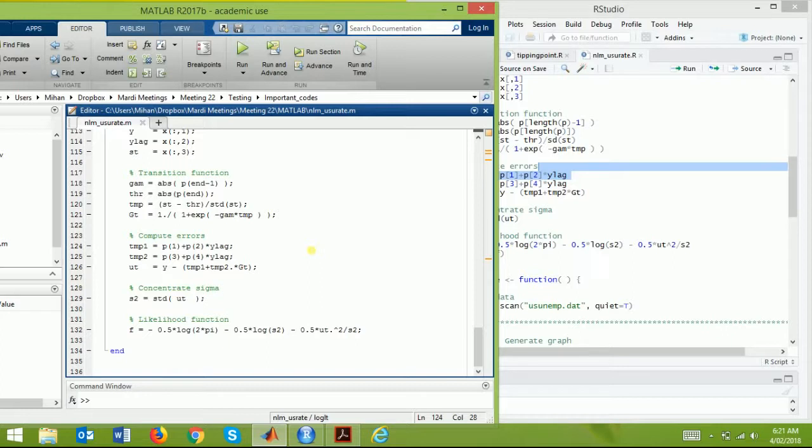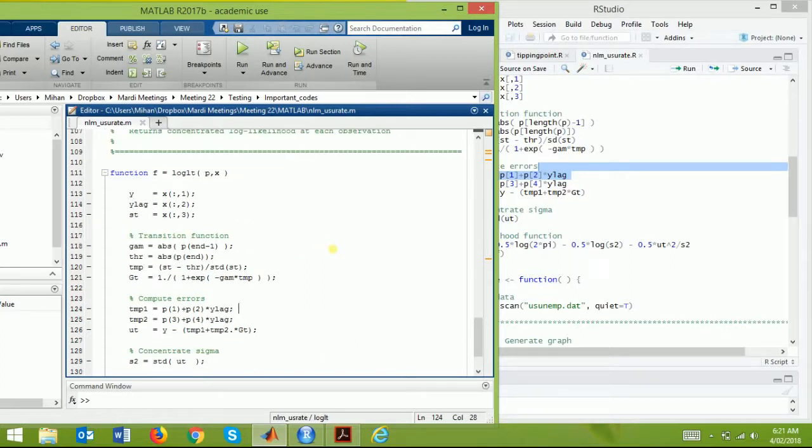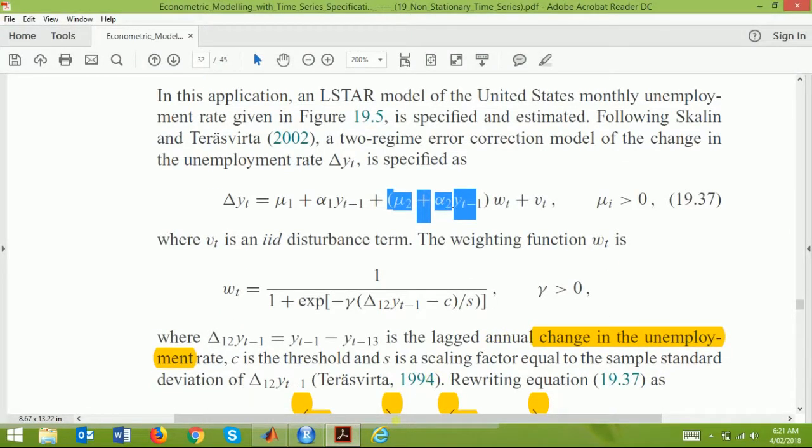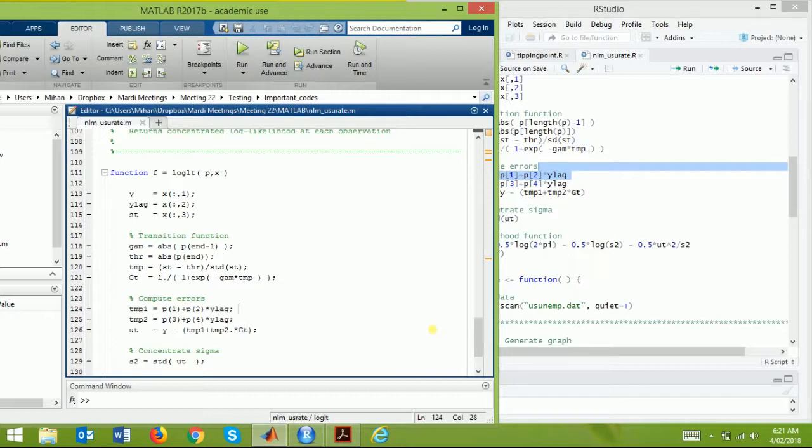So we have computed several things. First, we have determined the level, then the first lag, then the 12 lag, and the 12 lag is the annual change in the unemployment rate. Then we define the transition function. We start with the stuff inside the bracket. We defined which one the gamma is, what the threshold is, and what the standard deviation of the scaling factor is, and we defined the transition equation. We defined the squasher, the equation inside, and using that we define the transition function. Now we have the transition function that we can use to specify the equation.